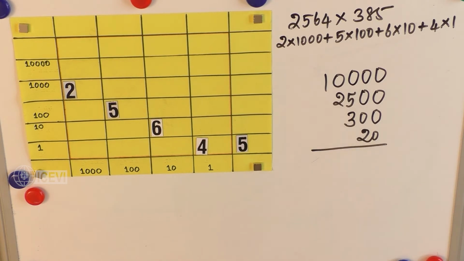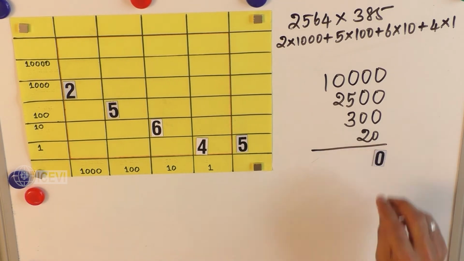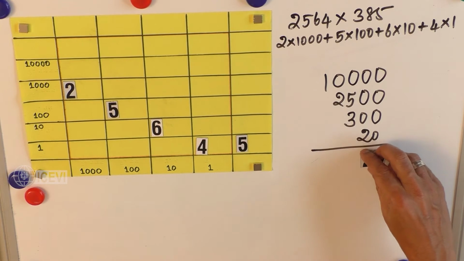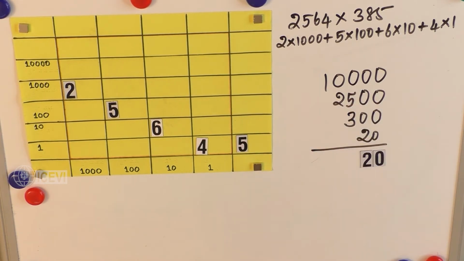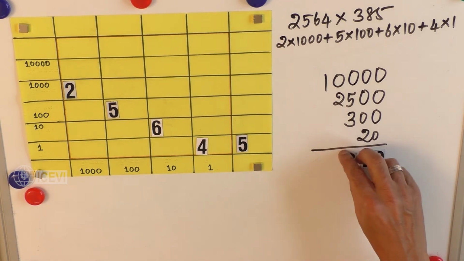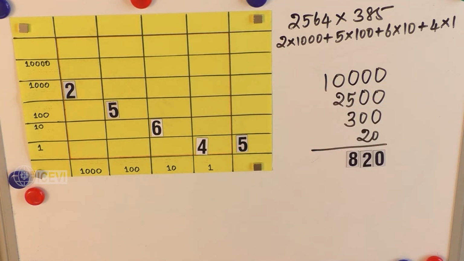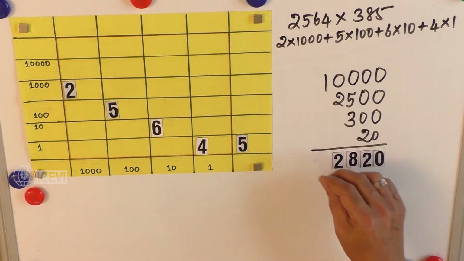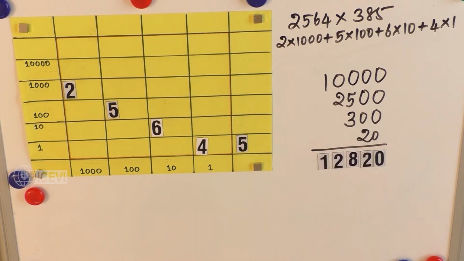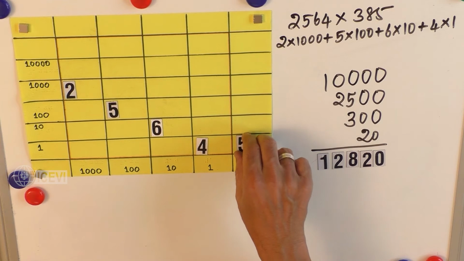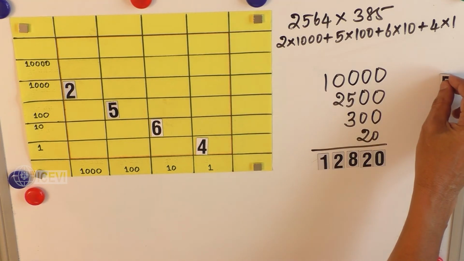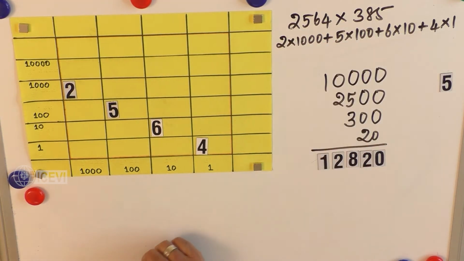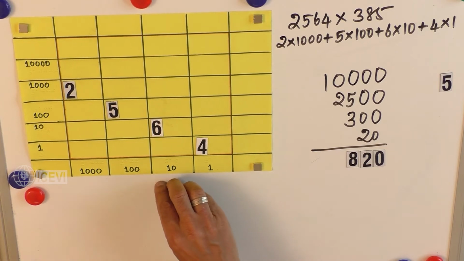Now the first one is 0. In the 10th column you have 2, and in the 100th column you have 0, 5 and 3, that is 8. In the 1000th column you have 0 and 2, that is 2. In the 10,000 column you have 1, that is 12820. Now you are through with the multiplication of the digit 5 of the multiplicand with the multiplier 2564. Now you keep these numbers separately.